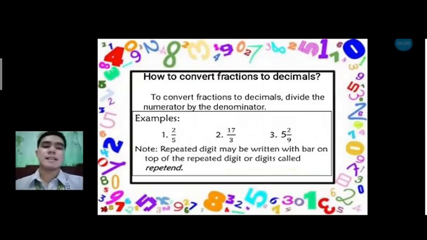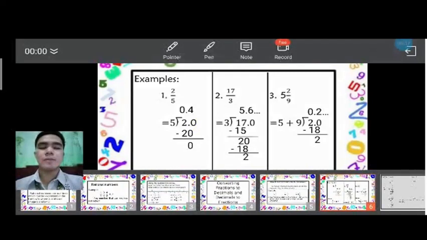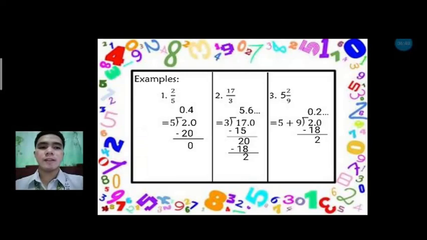As I said, we have to divide the numerator by the denominator. Here we have 2 over 5, therefore we have to divide 2 by 5. We are unable to divide 2 by 5, therefore we have to add 0 here. So that is 0.0. Take note, if you have the decimal point here, we will also add a decimal point on the quotient. So suppose we add 0.